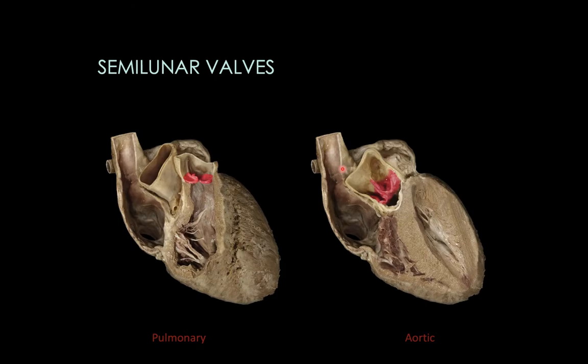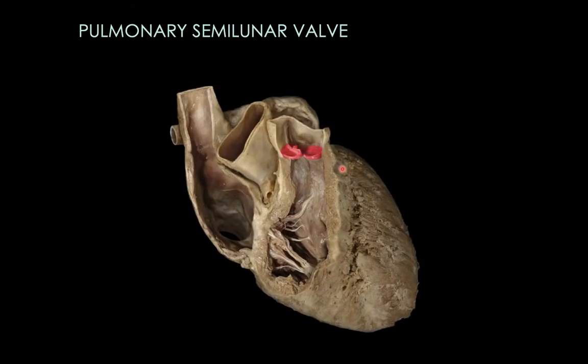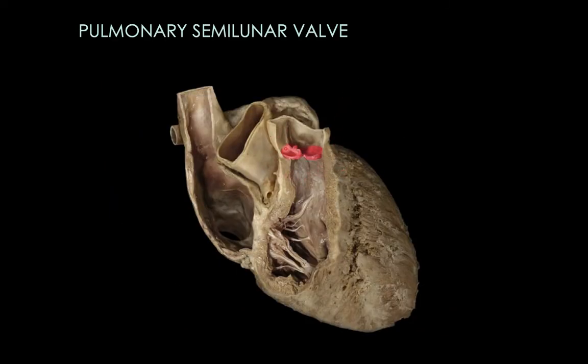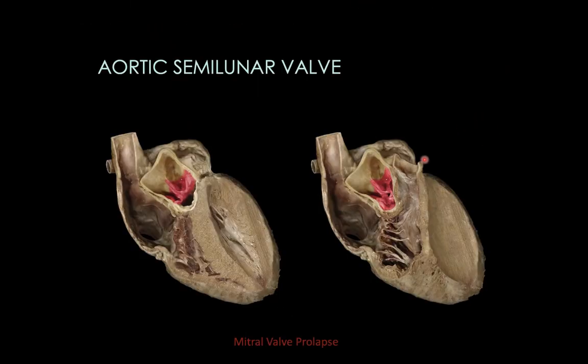And here's a look at some of the semilunar valves again. This is the pulmonary semilunar valve. So this is taking blood from the right atrium to the pulmonary trunk and then out the pulmonary arteries to the lungs. Then you have the aortic semilunar valve that's bringing oxygenated blood from the left ventricle out to the aorta, through these valves, and then to the rest of the body.